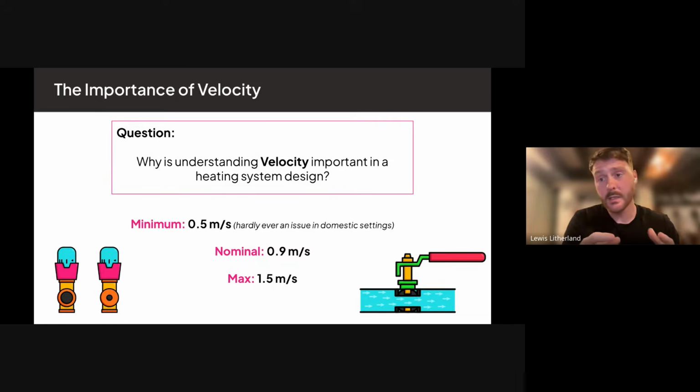And again, we cover this in the course, and it's all throughout there. There's a lot of things around this, but I just wanted to introduce why we need to know this. Why do we need to understand velocity? Why is it important in the real world? Because again, we've got these issues. So 1.5 maximum as a guidance, nominal 0.9, and then the minimum is 0.5. Again, if you go below that, maybe not too much of an issue in a domestic setting.